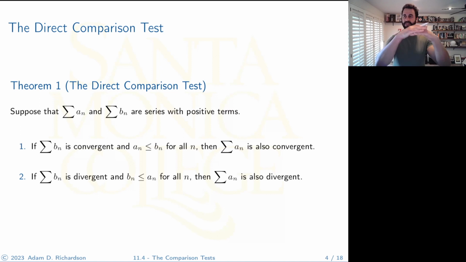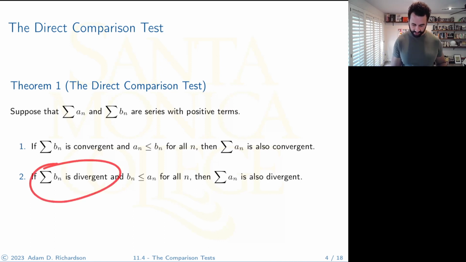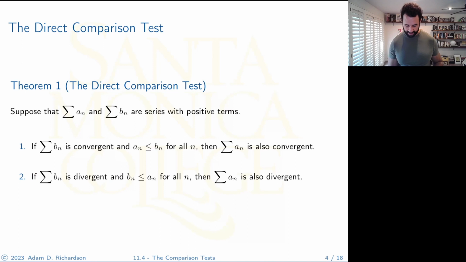So it's that same dominating behavior. If you know this series is convergent and the terms of your other series are always below, then this one is also going to have to converge. So there's a domination relationship there, and vice versa. If you've got a divergent series and you know that the terms of your series that you're interested in are always bigger, then your series has to diverge also. That's really what it is.